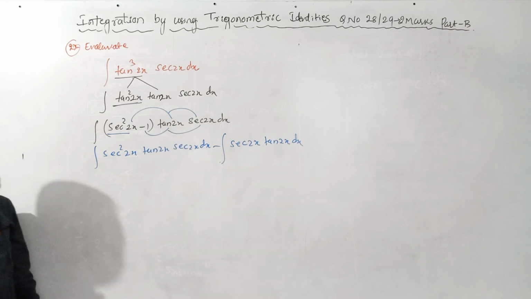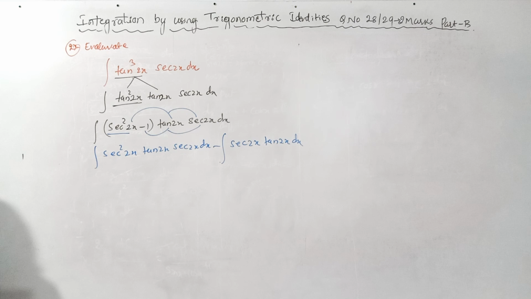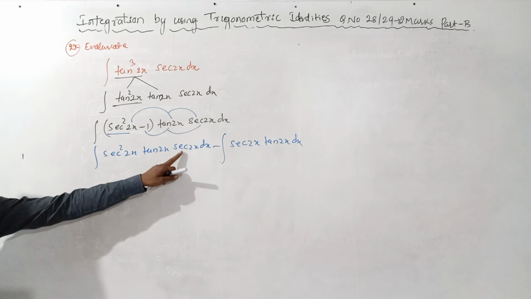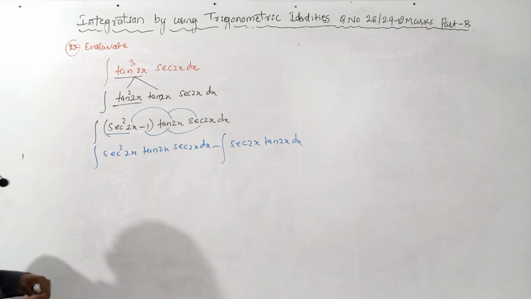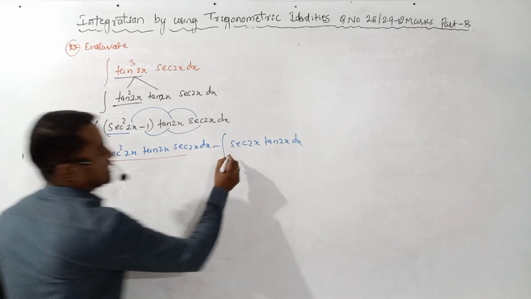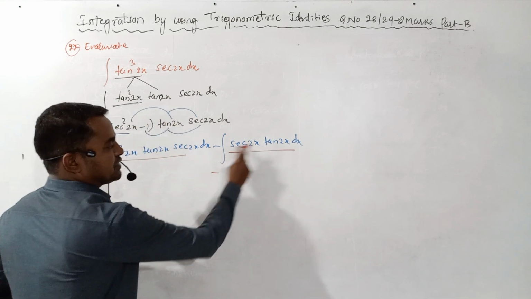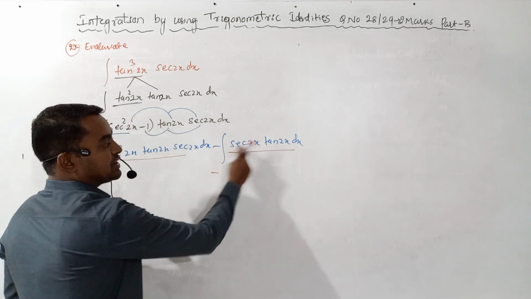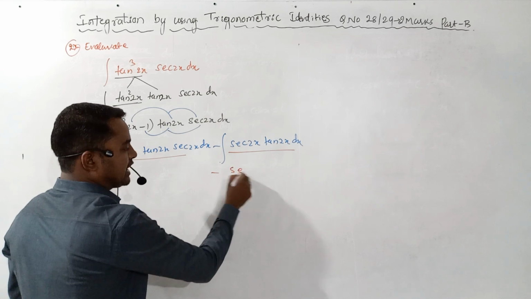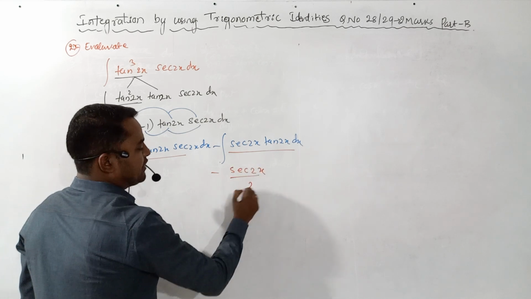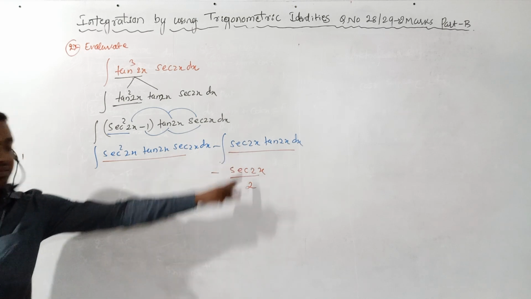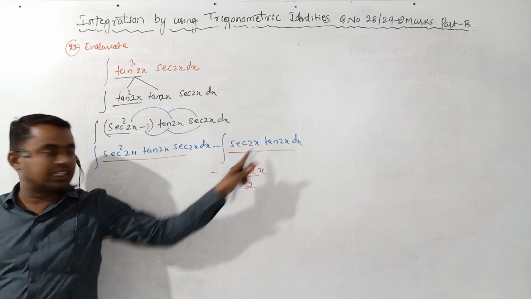For this one, what is the derivative of tan? Sec square x. Take sec 2x is equal to t. Here two integrals are there, this one and this one. This one is directly solved. Integration of sec x into tan x is sec x. Sec 2x divided by 2, since the integration of sec x into tan x is nothing but sec x.